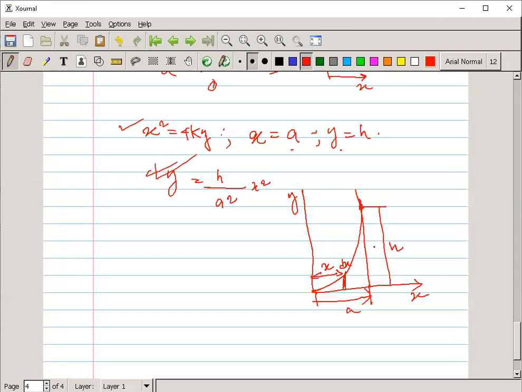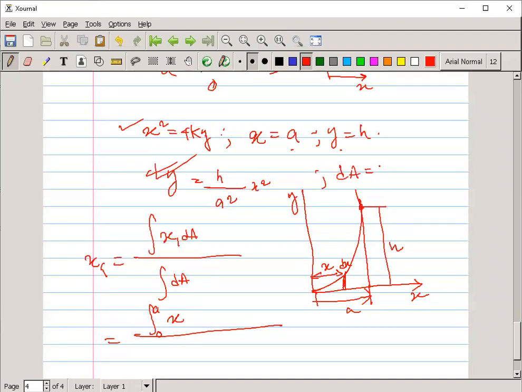So what we have to do, simply, xg is nothing but the integration of x1 dA divided by the integration of dA, right? For this we have to do the definite integral. So the integral for the present case is from 0 to a, and x1 for the present case is x. And dA for the present case, can anybody tell me how much is dA? dA is nothing but y into dx, right?